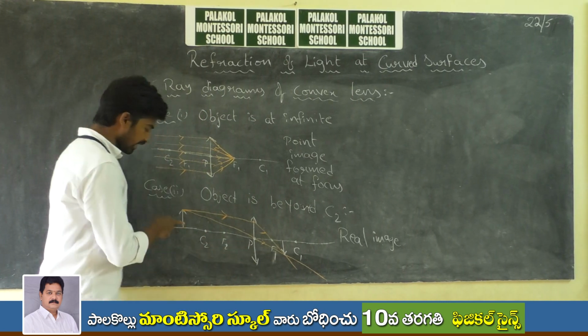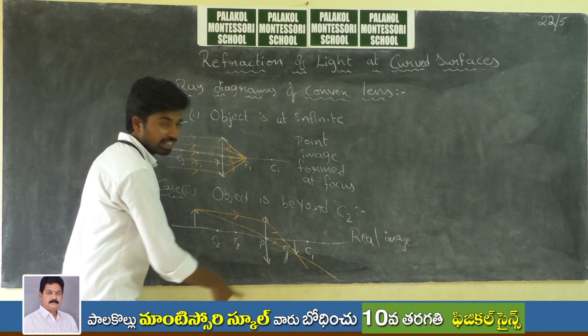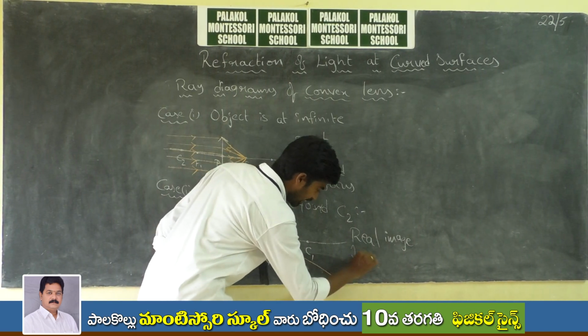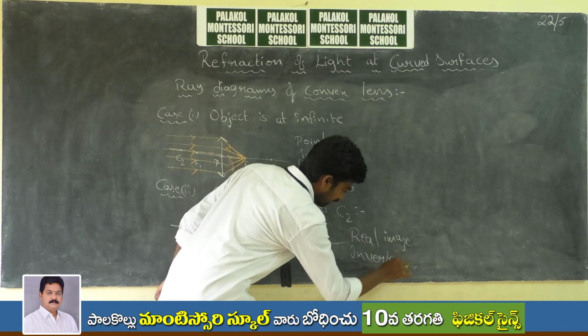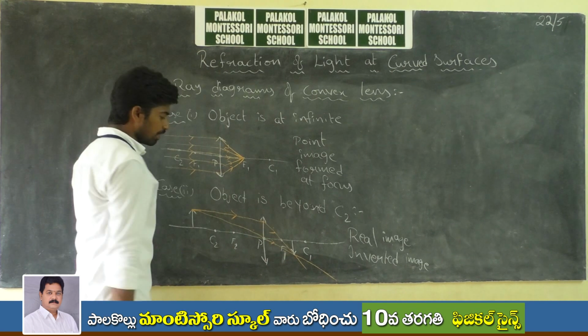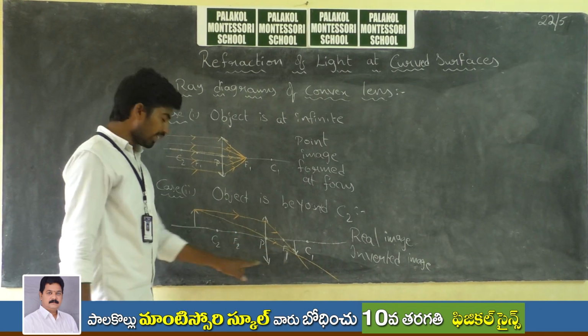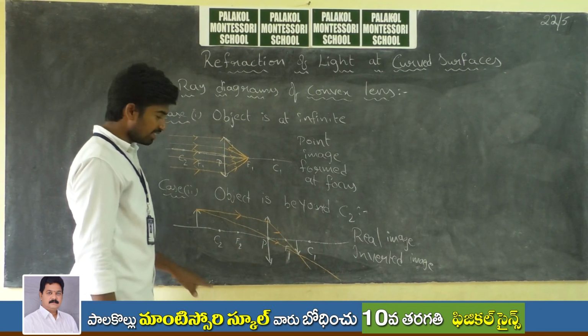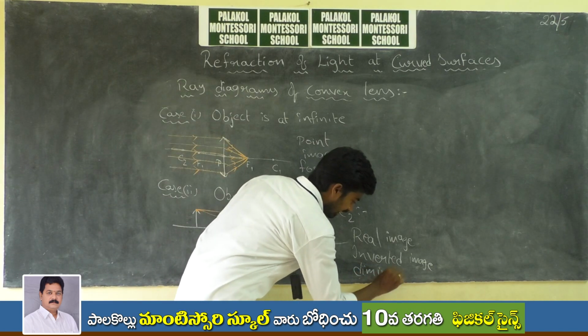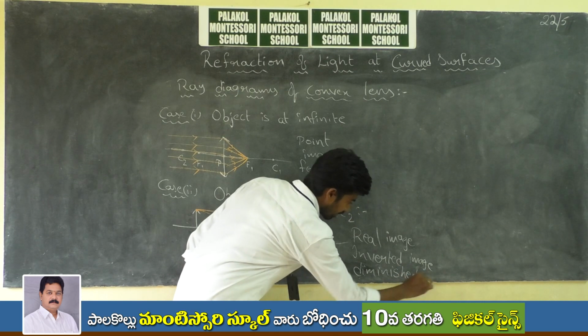And if you observe the direction of the object, it was inverted. So here the image formed is an inverted image. And if you observe the size of the image, it is smaller than the size of the object, and hence it is a diminished image.